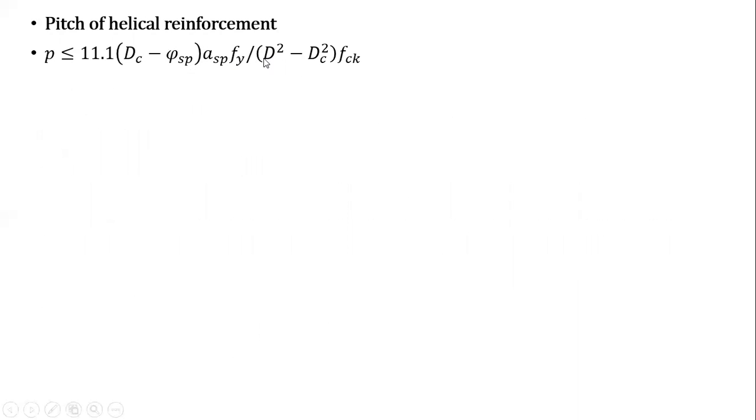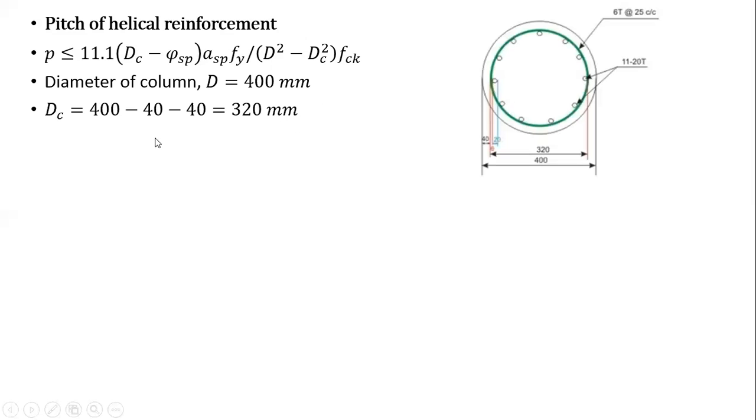Fy, you know. D, the diameter of the column. DC, the diameter of the core, and FCK. Now, the diameter of the column is given in the problem as 400 mm. So first, I have to calculate DC. What is the diameter of the core? The diameter of the core means from the outer of this green ring to the outer of this green ring here.